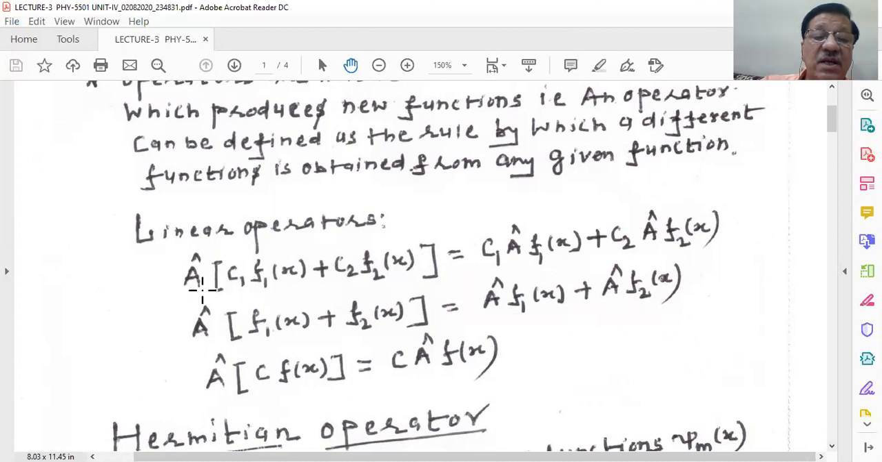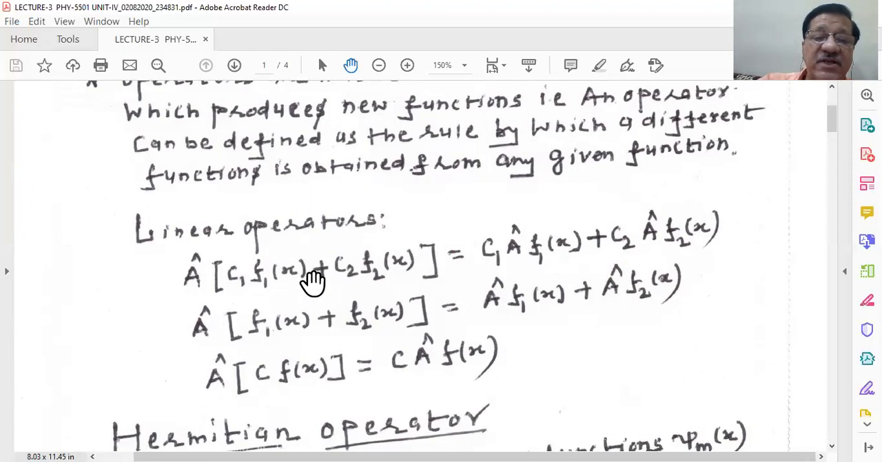Rule number one: a linear operator A with a hat, which is the symbol of an operator, operates on the operand C1 F1 of X plus C2 F2 of X, where C1 and C2 are constants. If this operator operates, you get a new function: C1 operator A operating on F1 of X plus C2 operator A operating on F2 of X. These two sides should be equal.